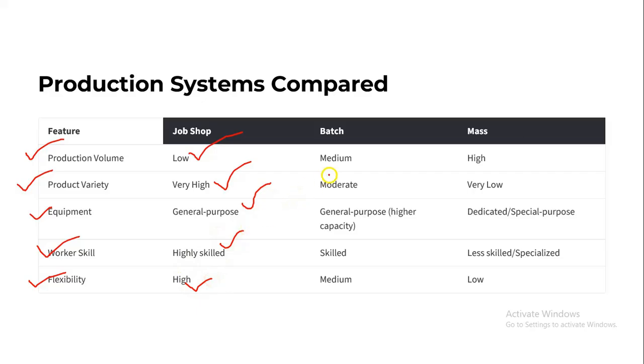In the case of batch, everything is at a medium or moderate level. For mass, the production volume is high, but the product variety is very low because, as we already discussed, identical products are manufactured in large quantities in mass production. So we can't expect different types or various product varieties in mass production. Hope all of you understood these types of production systems.